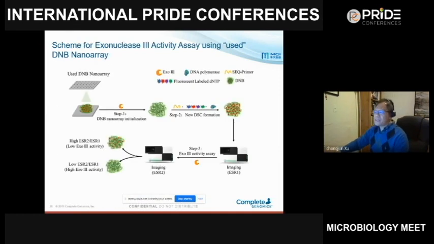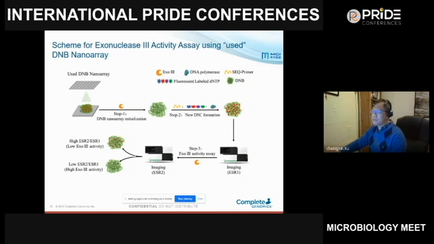Then we developed this scheme because we are trying to use the used DNB arrays, meaning DNB arrays that have been used for sequencing and are ready to be thrown away. We are developing the assay on these used flow cells because the flow cells used for sequencing could be very different. Some could be 50 cycles, some 100 cycles, some maybe 400 cycles, some single strand. So that is not easy to control.